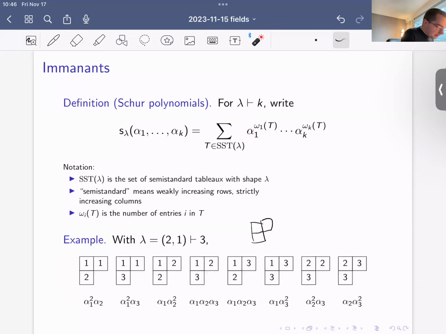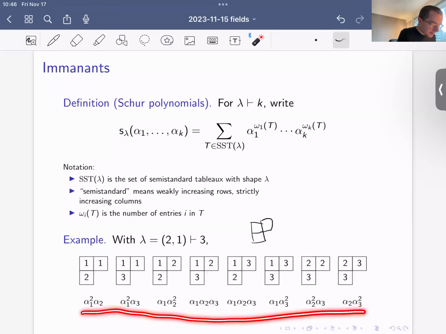Right. And so these are the things that are being summed over here. And then for each one of these indices for the sum, I've written out what the monomial is. So here, there are two 1s and one 2. So you get alpha_1 squared times alpha_2. Here there's one of each. So you get alpha_1 times alpha_2 times alpha_3, and so on, right? So s_21 is just summing up all of these monomials.